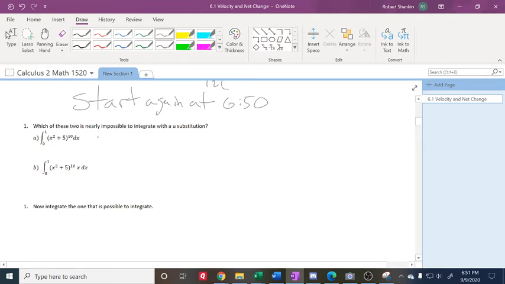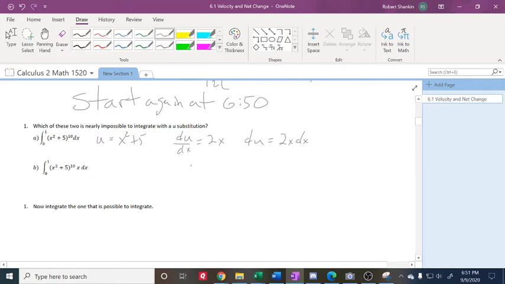Because if you tried A with u being x squared plus 5, then du/dx would be 2x, and then du would be 2x dx, and you're going to get this extra x dx that isn't in here.